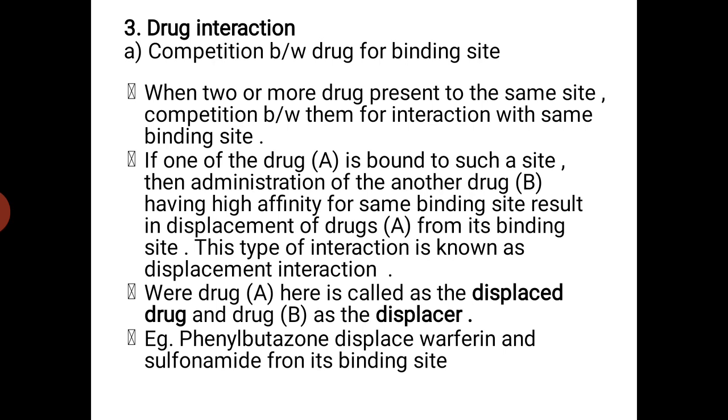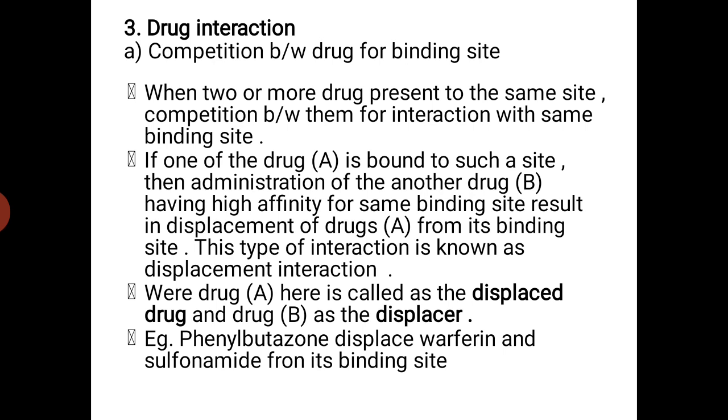I'll explain once again. If a patient on warfarin therapy is administered phenylbutazone, it acts as the displacer drug because of its higher affinity with the albumin. Phenylbutazone displaces the warfarin from the protein, and phenylbutazone is bound with the protein. Now warfarin is in the unbound form, phenylbutazone in the bound form. Warfarin is the displaced drug and phenylbutazone is the displacer drug. So this we call the drug interaction.